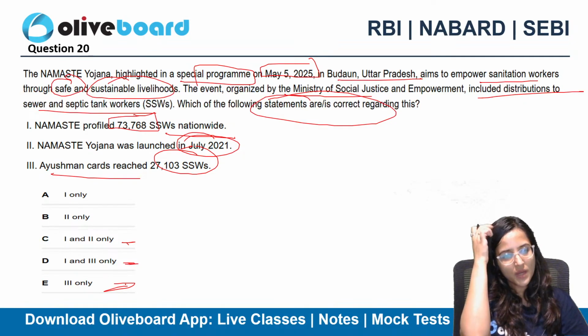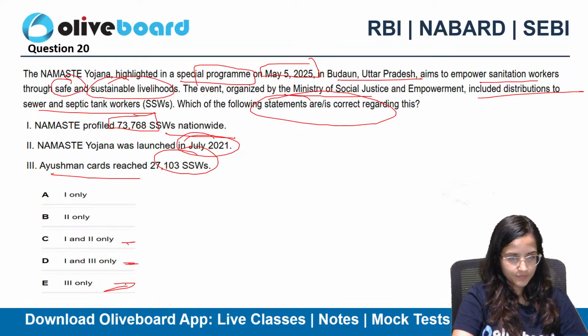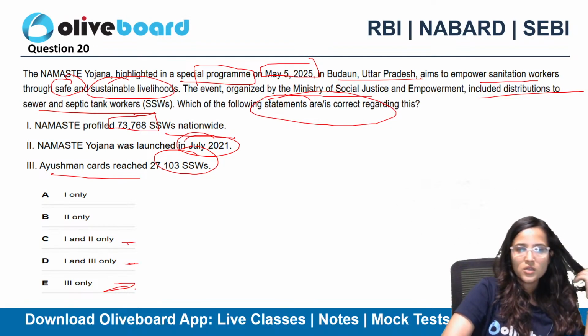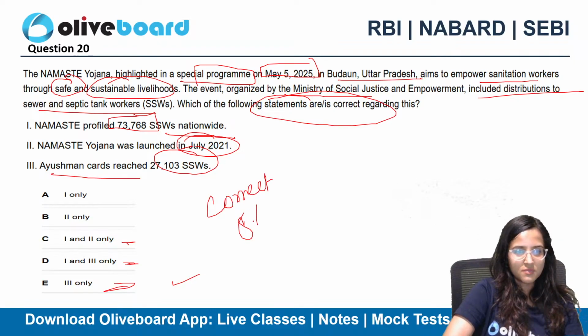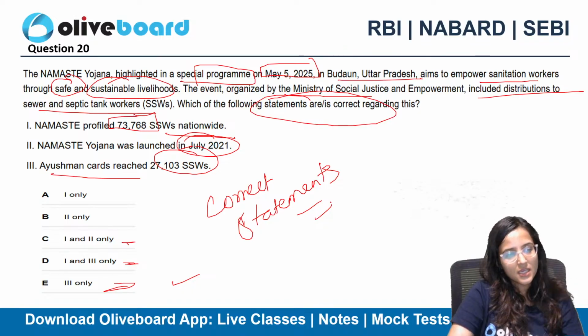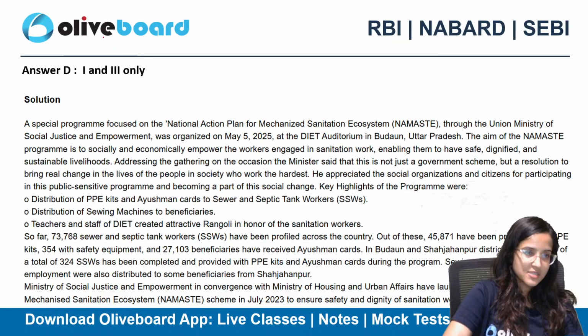Hanji. Anyone? What is the answer? Hanji Rahul, what do you think is the answer for this question? Namaste Yojana. You have to identify the correct statements. Rahul is saying E. Would anyone else want to answer? E only, but the answer is D.